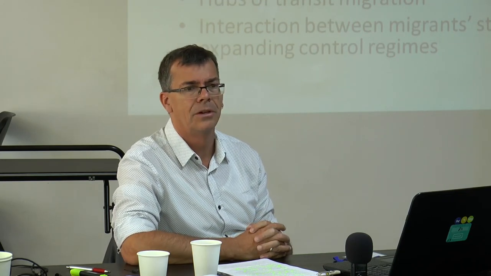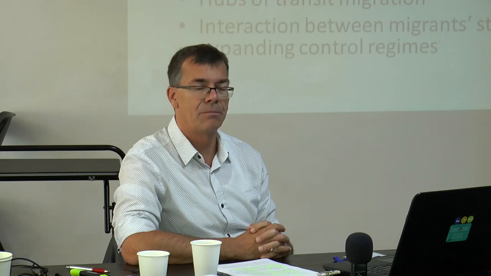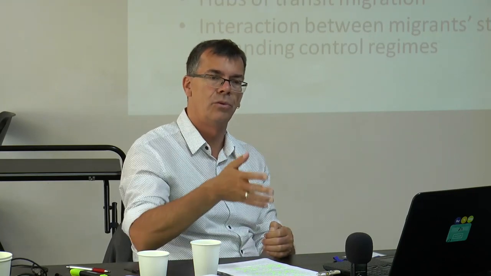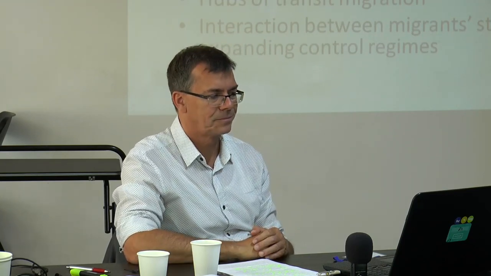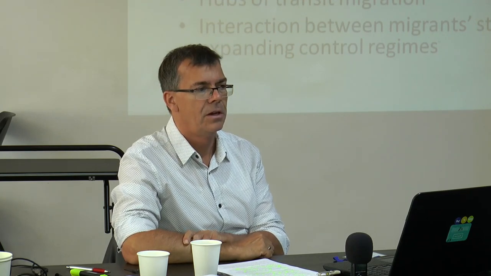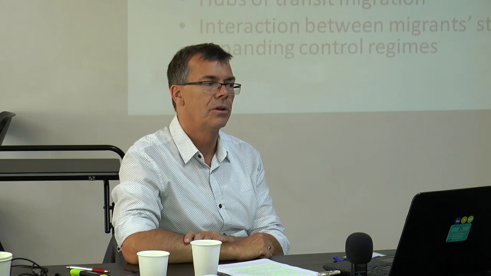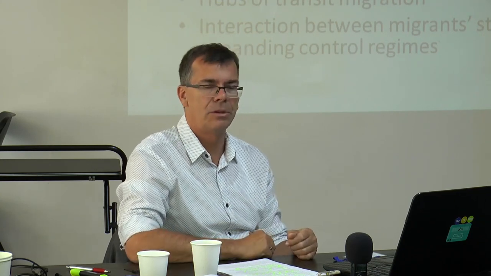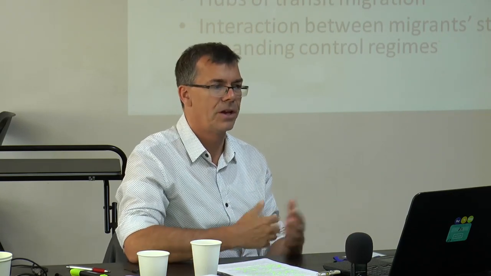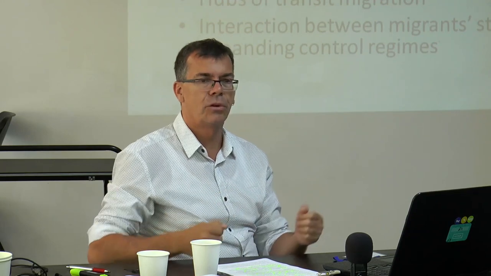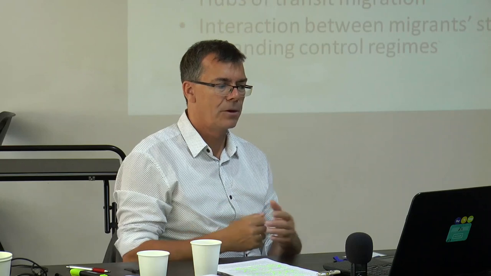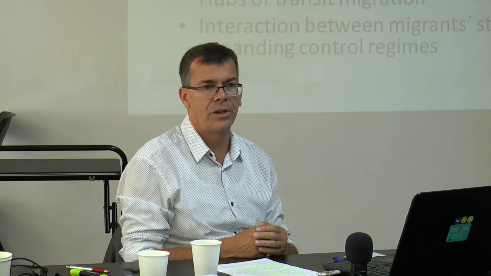The hubs of transit migration, I have managed, this is rather looking at the geography of this kind of movement, where we look at the routes, hubs and bottlenecks. And then of course the interaction between migrant strategies and expanding control regimes. People become involuntary immigrants because they want to transit but they can't move on. This is one phenomenon. The other phenomenon is that if controls are imposed in one part of the world, then another country arises on the migration map.